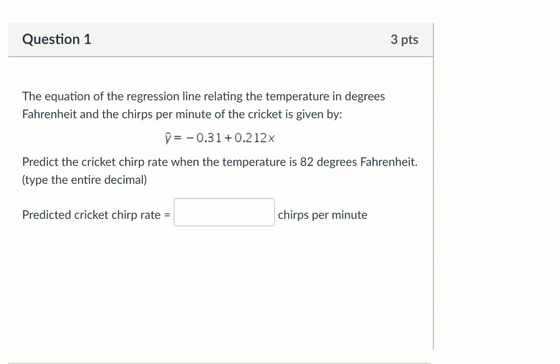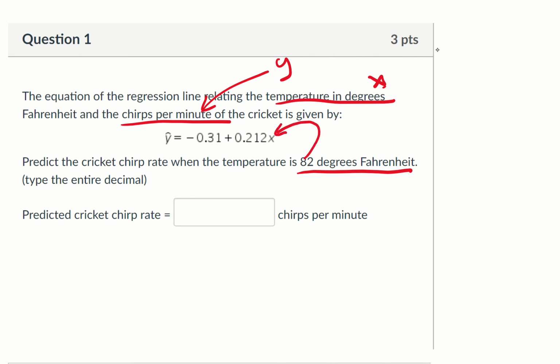So first, because we know that it says here degrees and chirps per minute, it turns out that they're thinking that the temperature is going to impact the number of chirps per minute. And so therefore the temperature, in this case in Fahrenheit, is going to be your explanatory variable. So this is X. And then the chirps per minute is the response variable. So that's what responds to the change in temperature. And so if they provide you the temperature, you should be able to calculate the chirps per minute using this equation right here. So we're going to plug in for X.